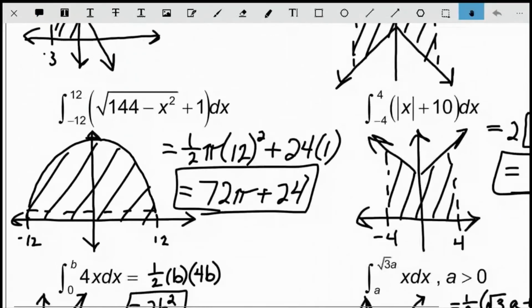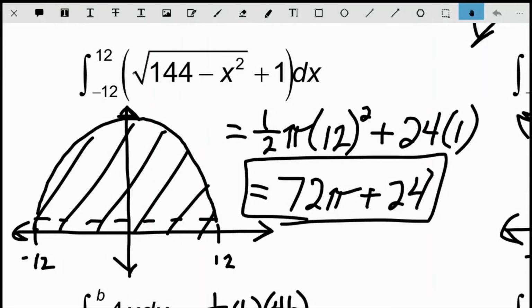All right, so for this one, this is kind of like that sine function we were looking at earlier. We have the square root of 144 minus x squared, and then plus 1. By adding a constant, I'm translating that graph up by 1 unit. That's going to create a rectangle underneath that semicircle. And so essentially I have a semicircle plus a rectangle, and the semicircle is 1/2 pi times 12 squared, and then my rectangle is just 24 times 1.